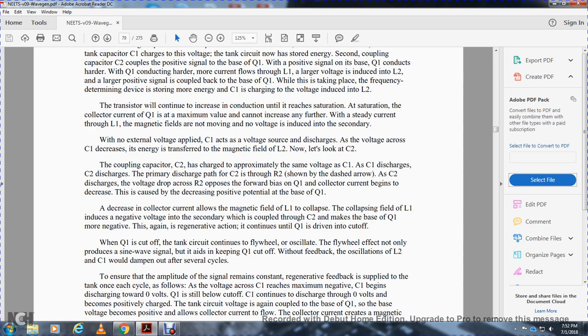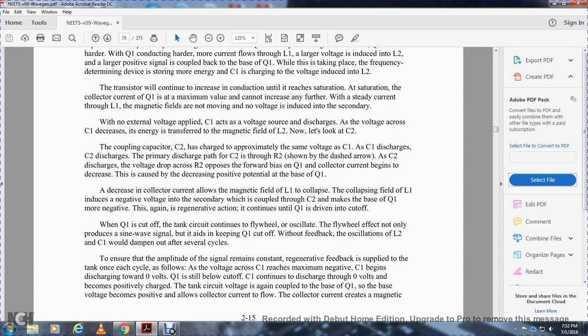Now let's look at capacitor 2. The coupling capacitor 2 is charged to approximately the same voltage as capacitor 1. As capacitor 1 discharges, capacitor 2 also discharges, its primary discharge path being through resistor 2, shown by the dashed arrow. The discharge of capacitor 2 creates a voltage drop across resistor 2 that reduces the forward bias for transistor 1. The collector current begins to decrease because of the decreasing positive potential at the base of transistor 1.